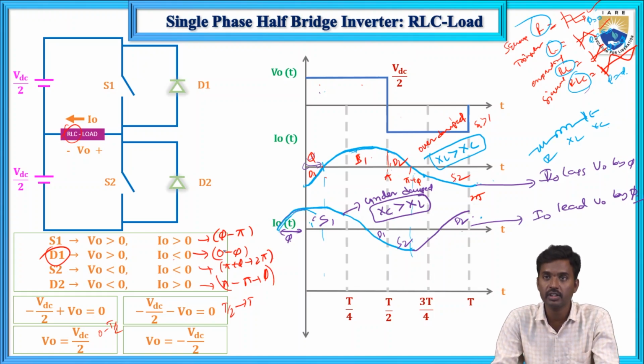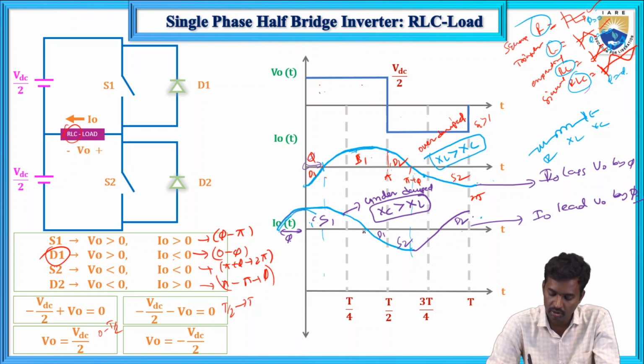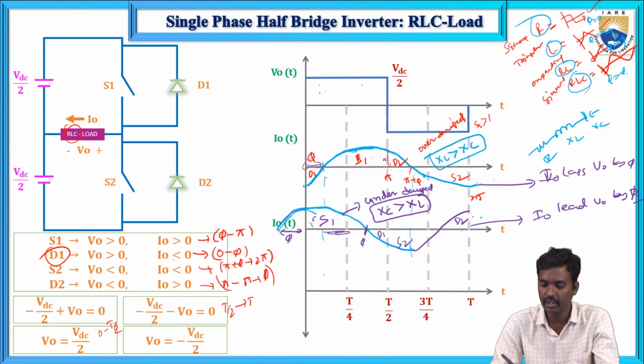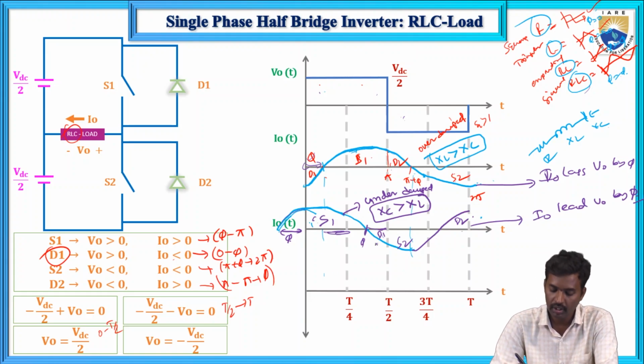But here in the underdamped case, XC is greater than XL, so both are positive. Up to this 0 to phi duration, S1 will conduct. Then this is positive and this is negative, and during this period D1 will conduct, and when both are negative, S2 will conduct, from phi to pi plus phi. Next, from pi plus phi to 2 pi, the D2 thyristor will conduct. So these are most important.